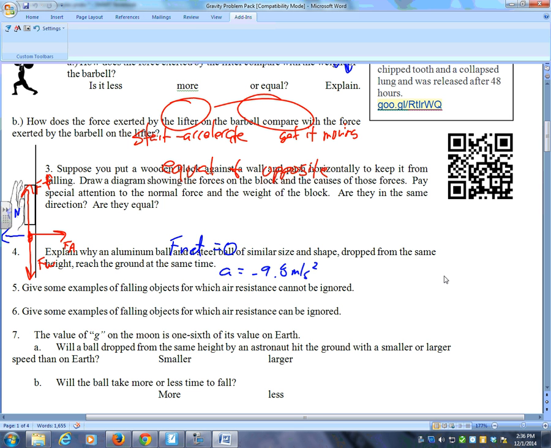Give examples of falling objects for which air resistance can be ignored. Balls. What kind? Anytime.